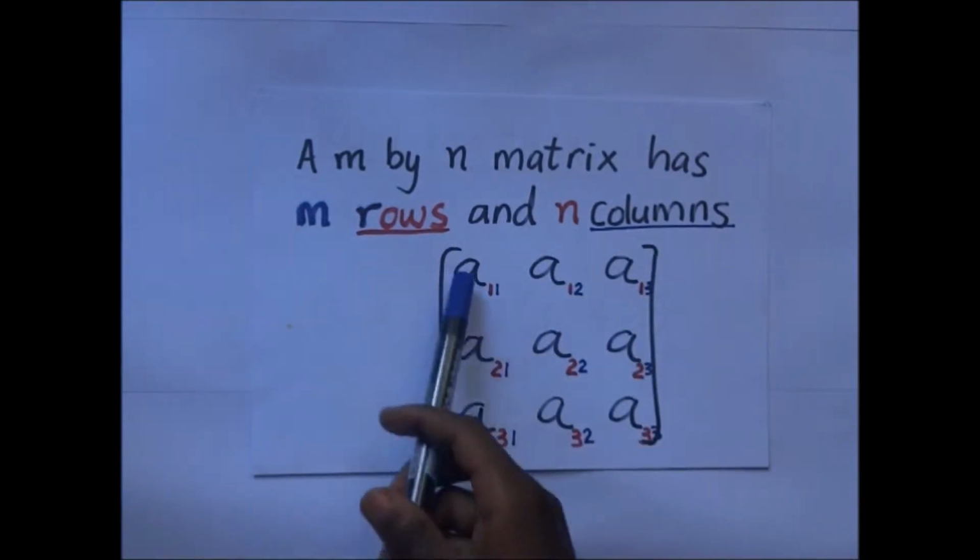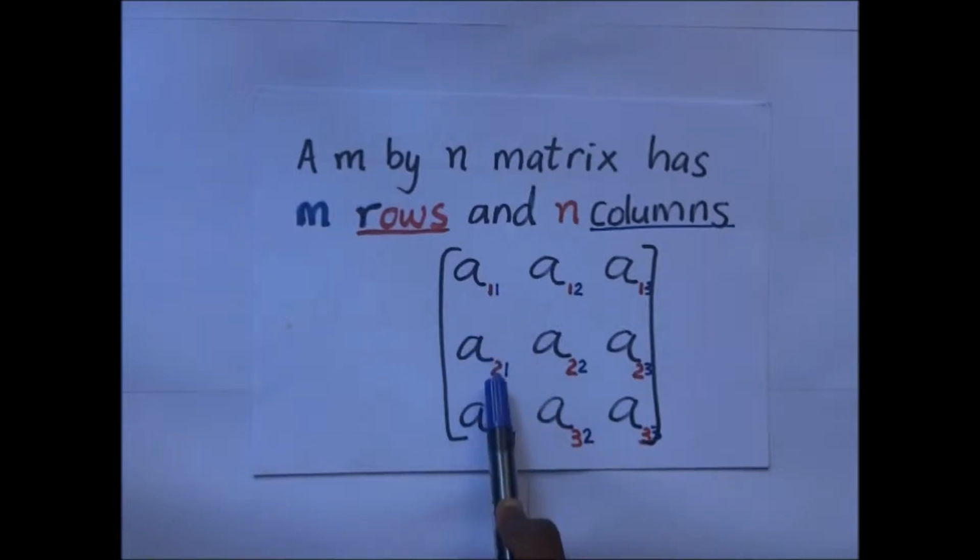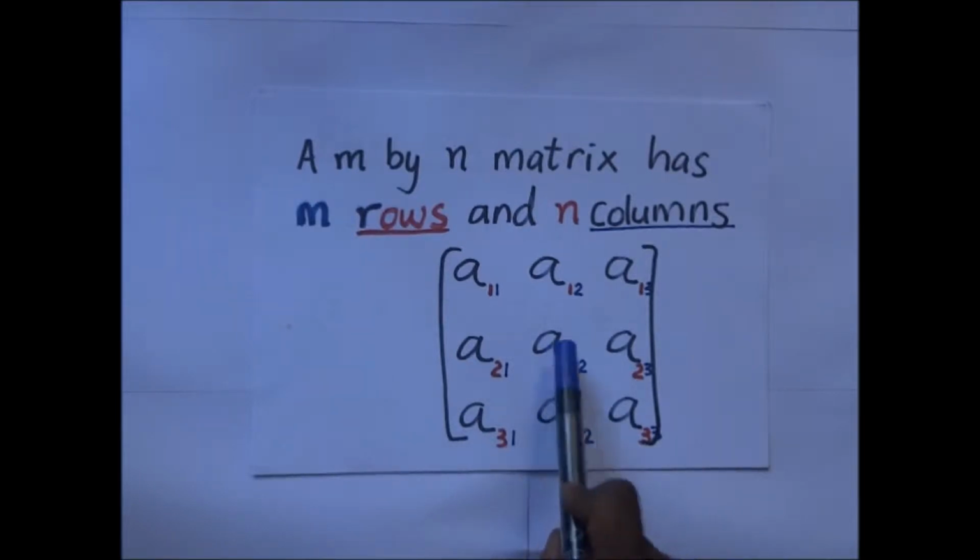So when I say A11, A subscript 11, it means that it is in the first row and first column. A21 simply means that it is in the second row but in the first column. This element here is in the third row but in the first column. This element here is in the second row and second column. This one is in the third row and second column. That is how we name the elements in the matrix.